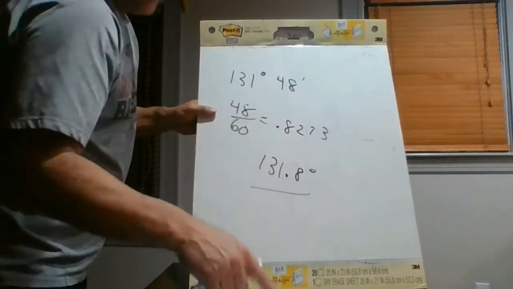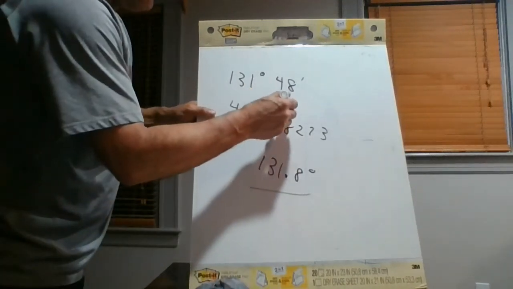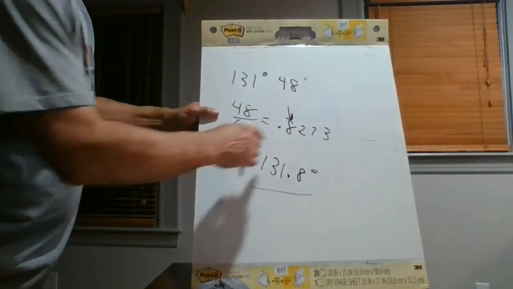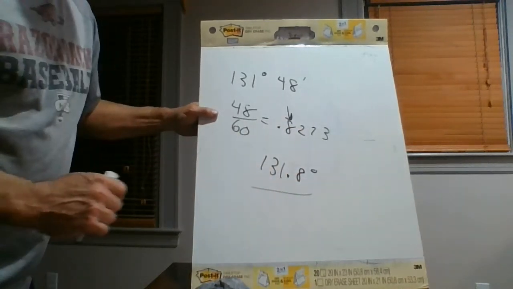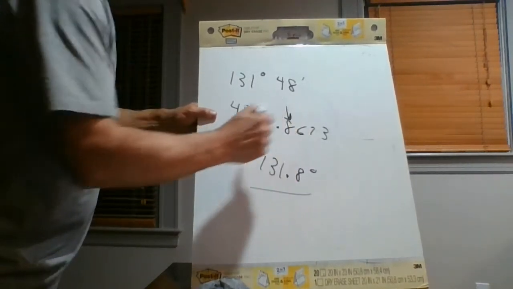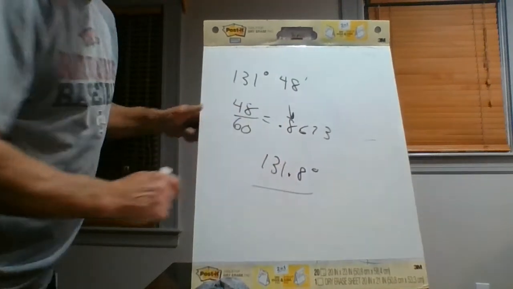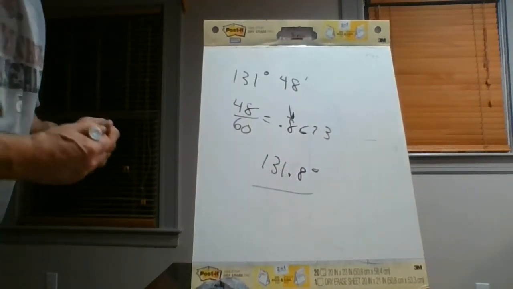Well, if we're rounding to one decimal place, like it says, I put my arrow there. I look at the next number. It's less than 5, so it's staying 8 anyway. If it was this, it would bump up to 0.9. That's simple rounding. All right, that's number 4.